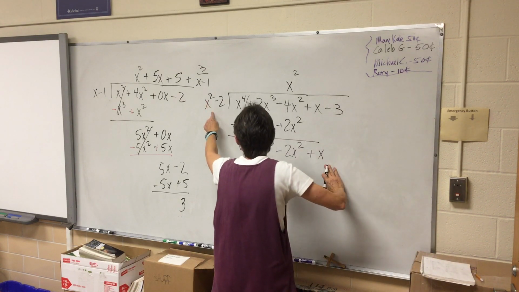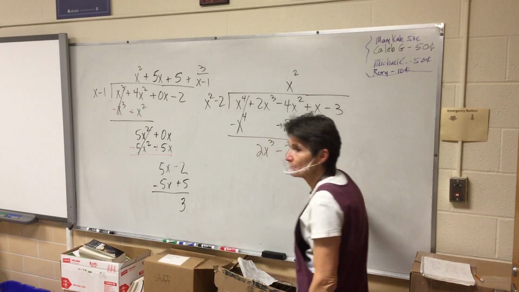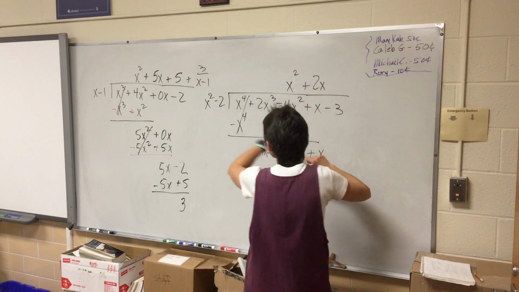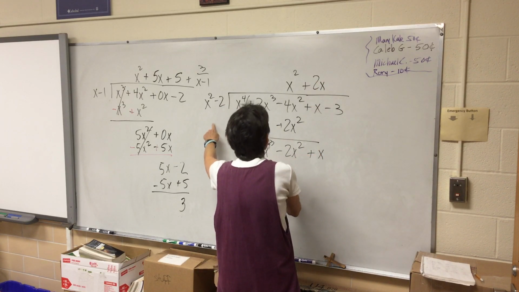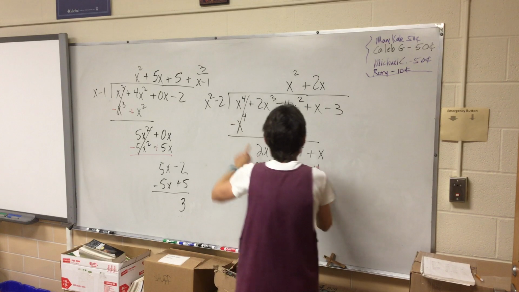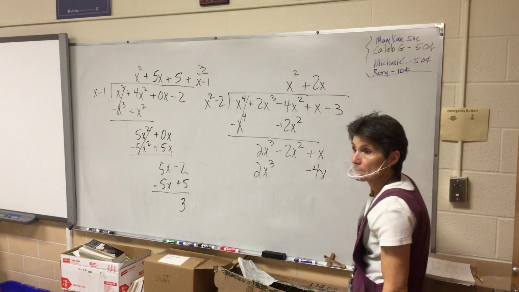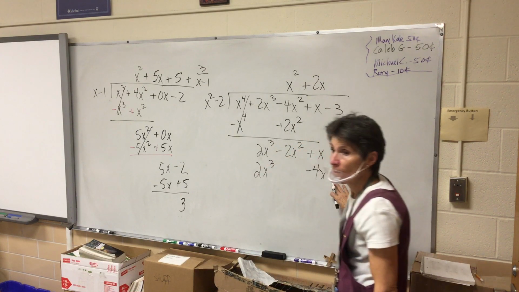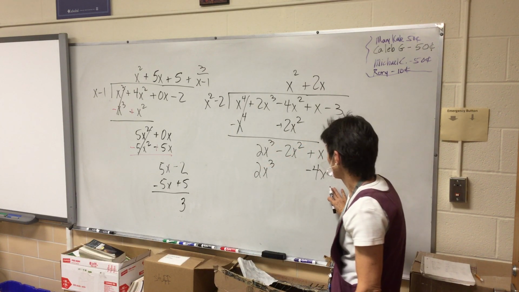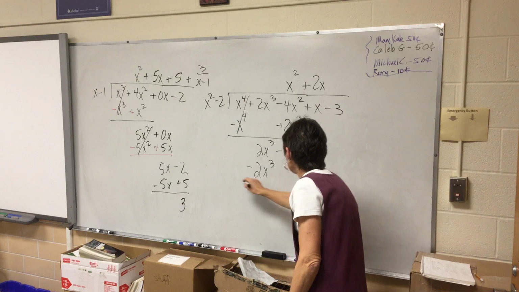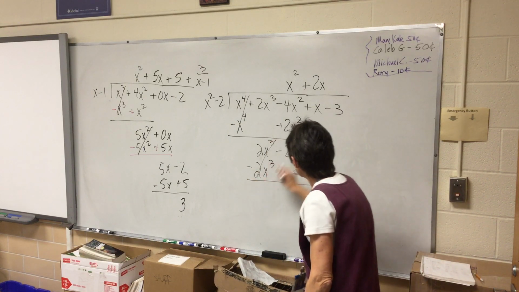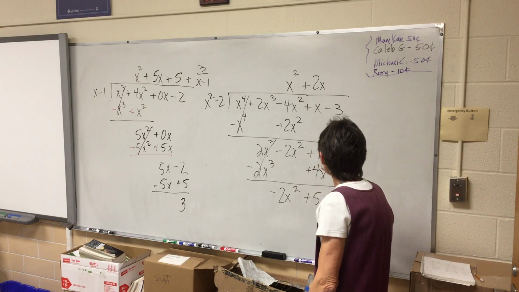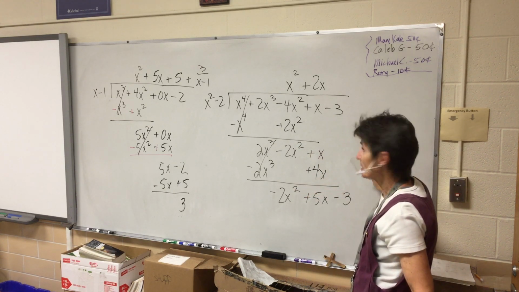What am I going to take times x squared to get 2x cubed? 2x. So plus 2x, here we go. That's going to be 2x cubed, and this is going to be minus 4x. Remember, you have to take 2x times both of those. Now I'll subtract. Here's my negative 2x squared plus 5x minus 3, bringing the 3 down.